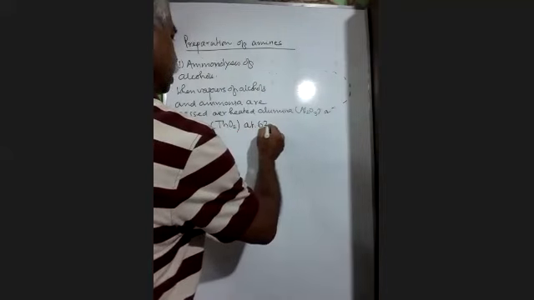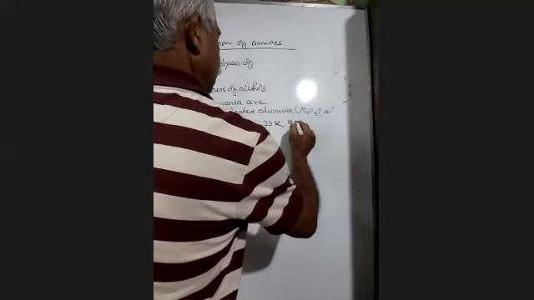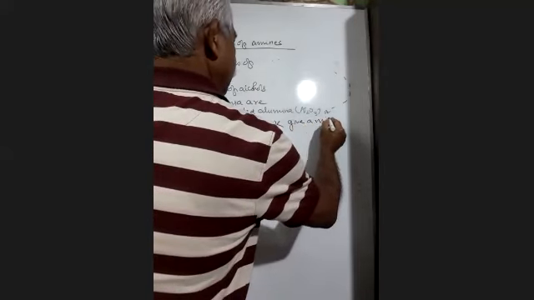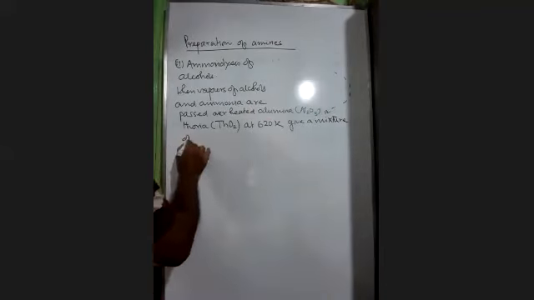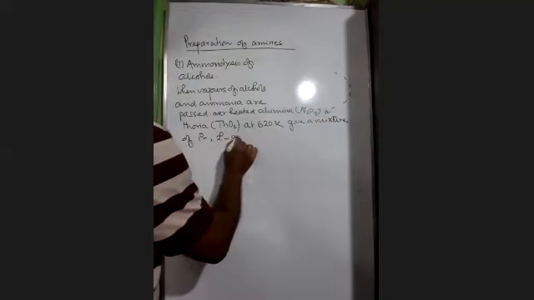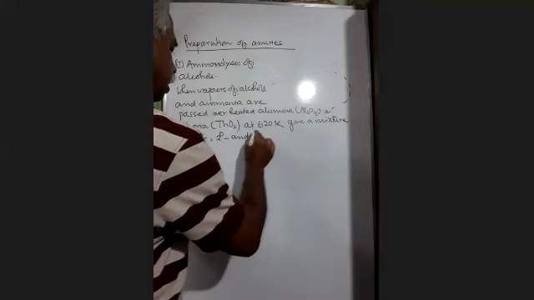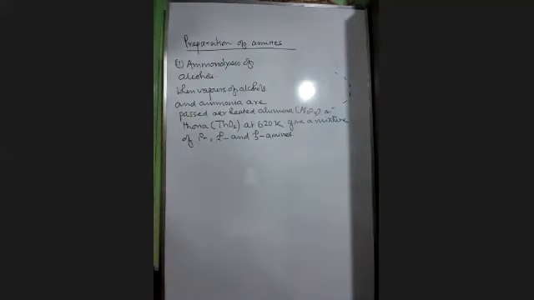At 620 Kelvin, it gives a mixture of primary, secondary, and tertiary amines. Here it does not form salt. Salt is not formed. You get a mixture of primary, secondary, and tertiary. All right. So now you can write similarly as you have written.